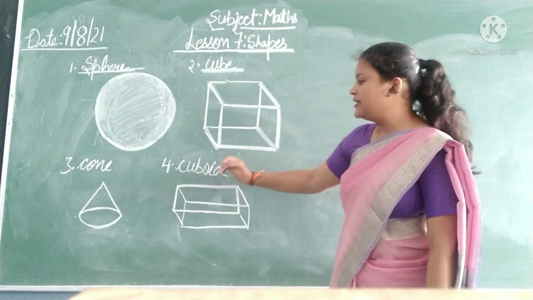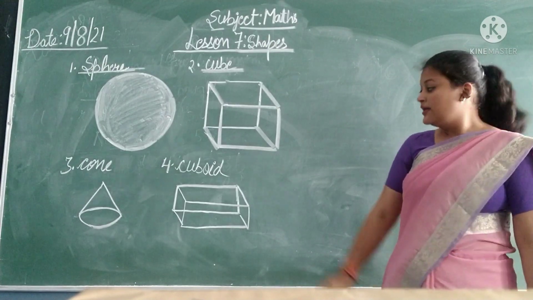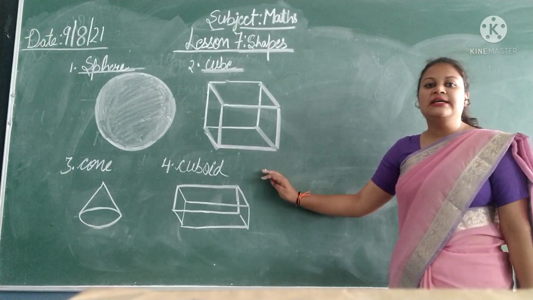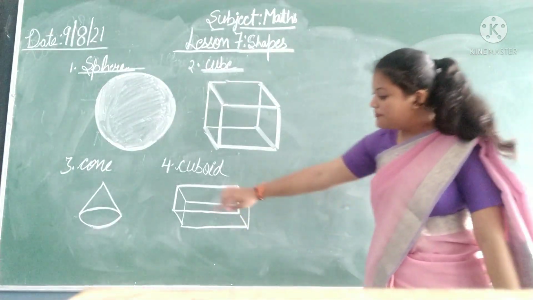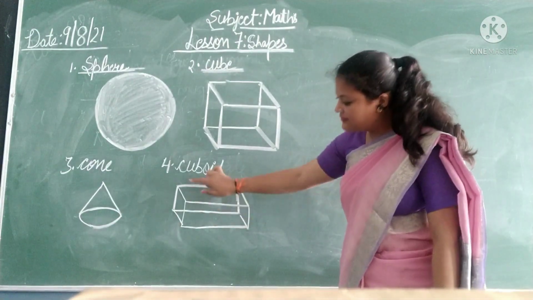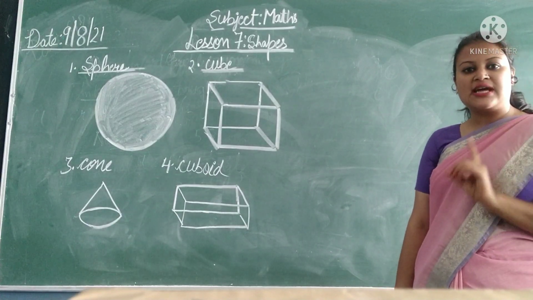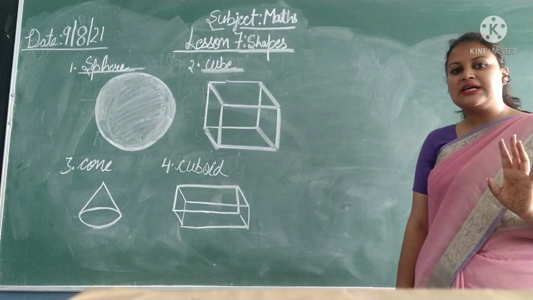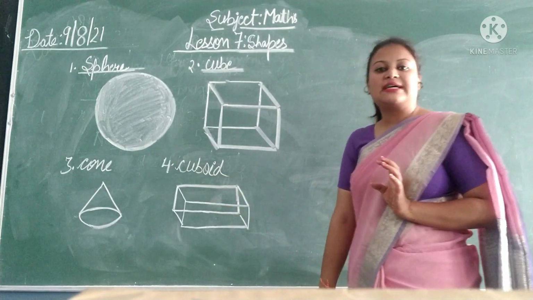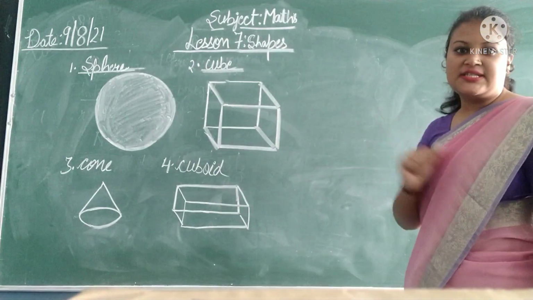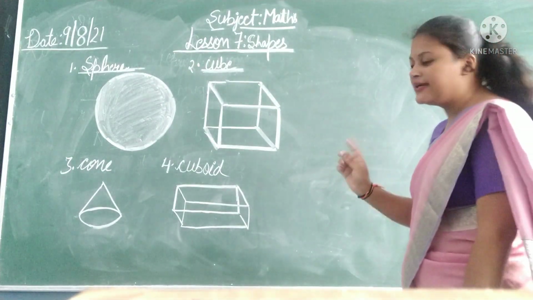Similarly, in 2D we have studied rectangle. The last structure which we have studied was rectangle, but here it is cuboid. Its length, breadth and height are all different. In cuboid all the things are different. So the 3D shape of rectangle is cuboid. These are the 3D shapes of the 2D structures of circle, square, triangle and rectangle.